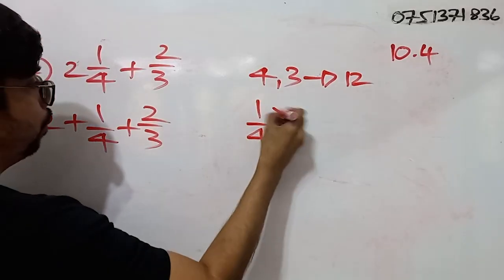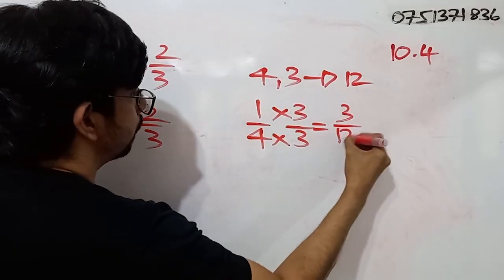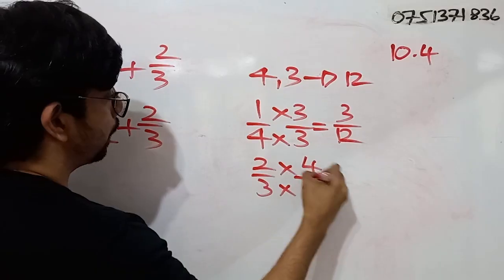So 1 by 4, I'll multiply both numerator and denominator by 3. So this becomes 3 by 12. 2 by 3, I'll multiply both numerator and denominator by 4.